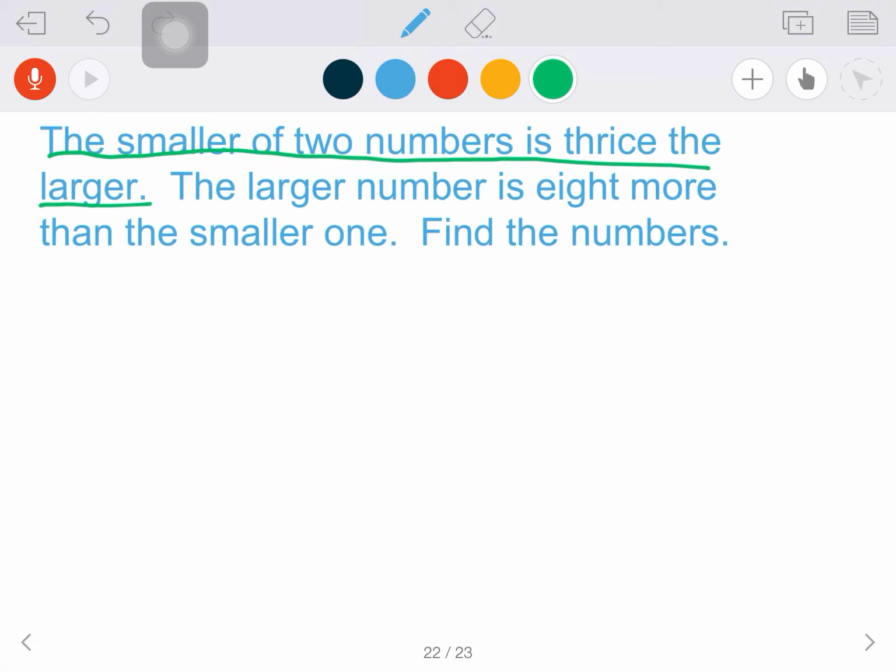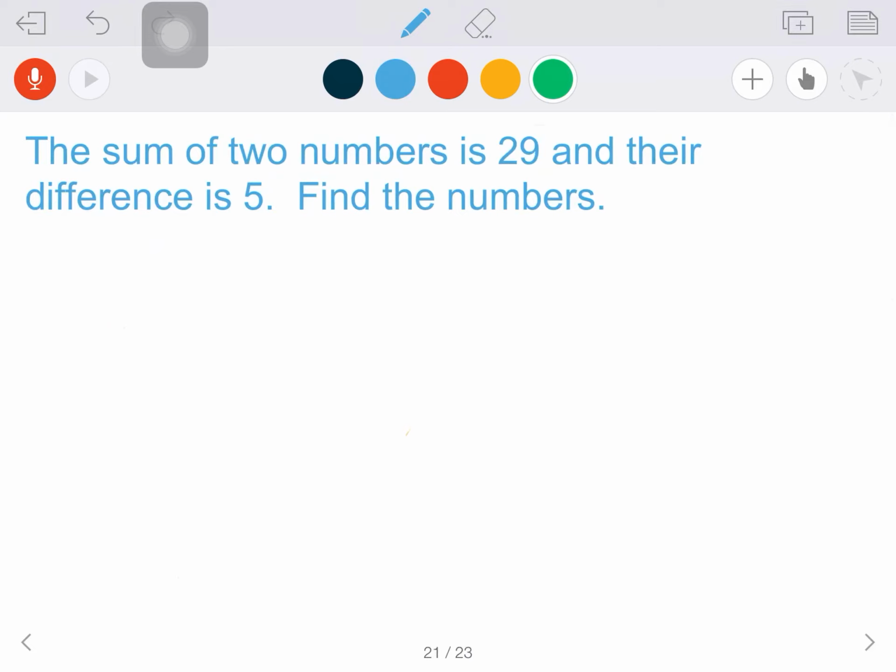The smaller of the two numbers is thrice the larger. So let's say x is... okay. Let me go back again to the problem. The smaller of two numbers is thrice the larger. Okay, I think this is the wrong problem.